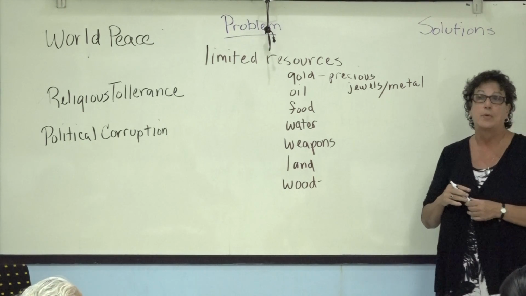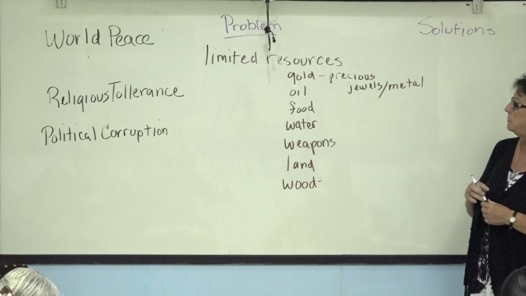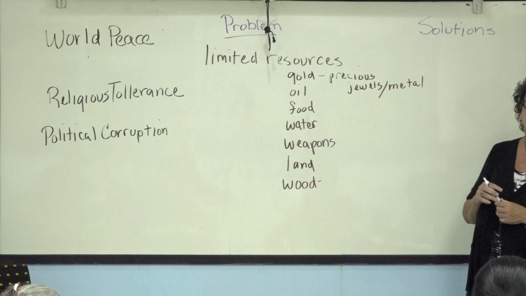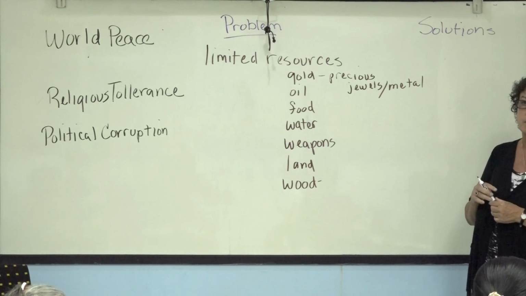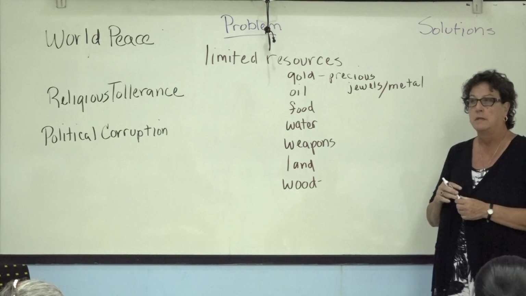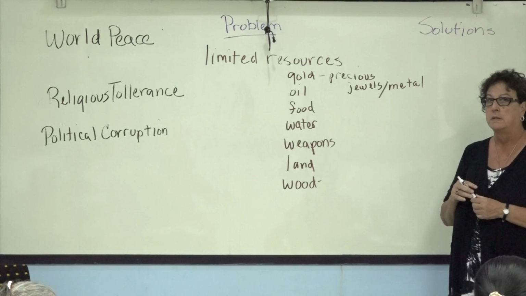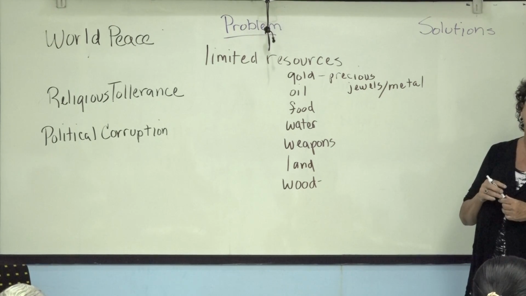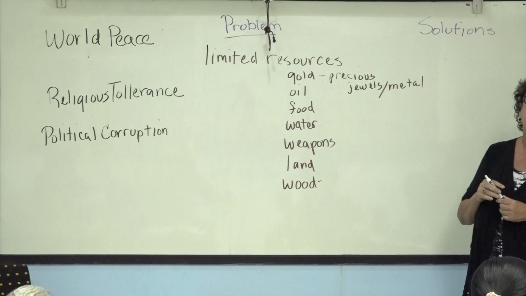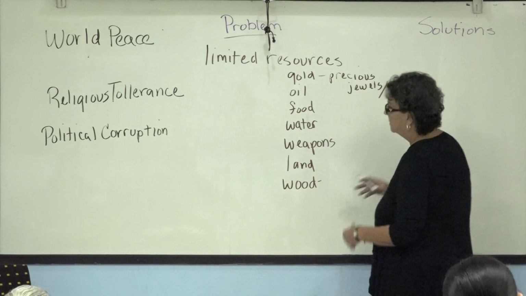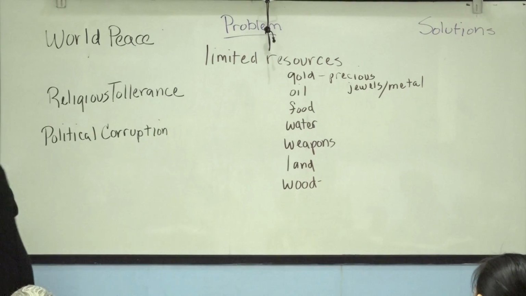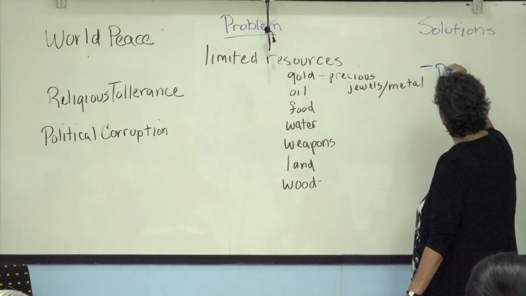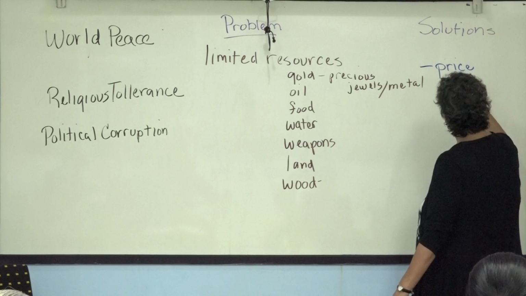How do we solve that problem? Any ideas? How do you solve the problem of limited resources? For the gold and jewelry, if it is very expensive, you don't buy it. Okay. Unnecessary for your life. Okay. So for that one, it might be price fixing.